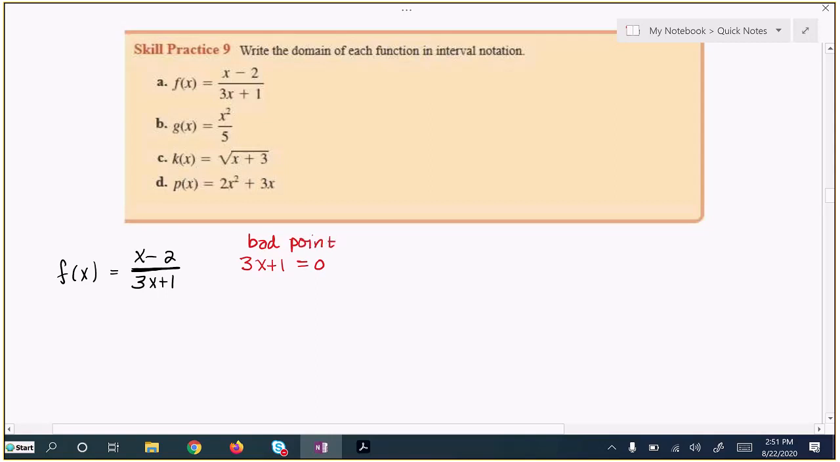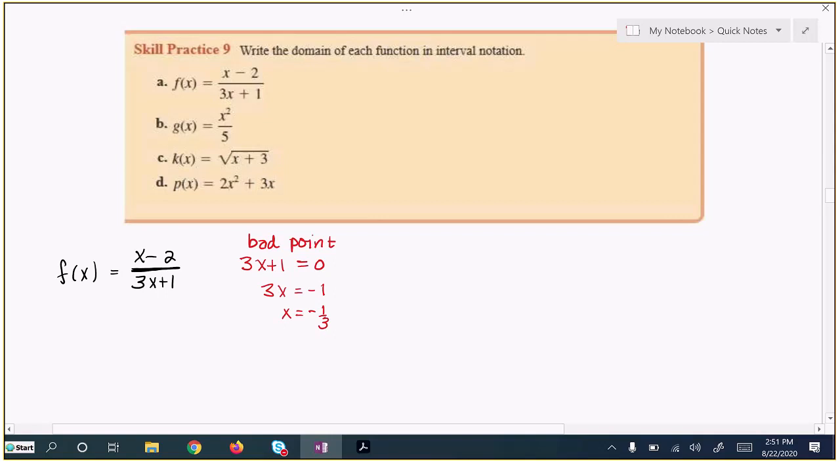So I can solve this equation for x, and I know that the solution to this equation will give me the bad point. So I will subtract 1 from both sides. I have 3x equals -1, and x is equal to -1/3. So x equals -1/3 is the point that I want to exclude, and I don't have any other problems because I don't have an even indexed root. So I'm going to say that my domain is all real numbers except x equals -1/3.